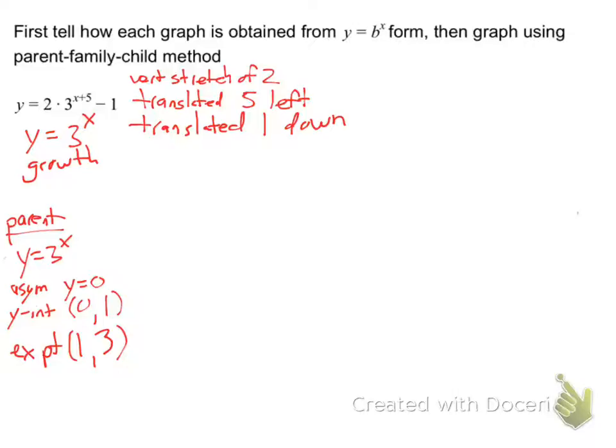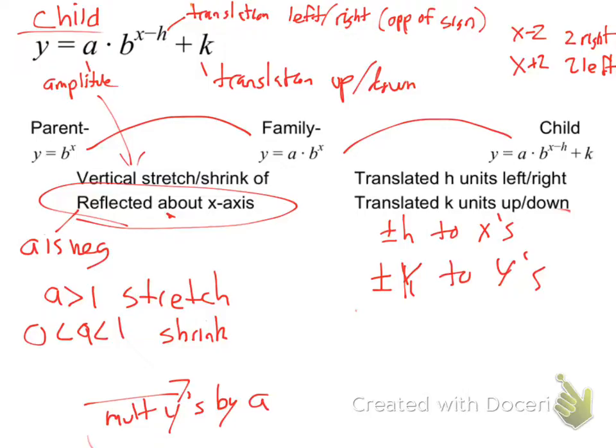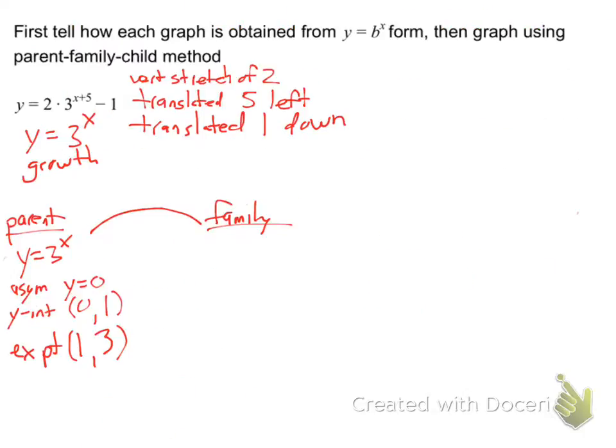Okay, here we go. The parent is going to go to the family to talk about it. So, what's the family? Let's go back here. Family. Y equals A times B to the X. So therefore, what's A? 2. We should have Y equals 2 times 3 to the X. Yes? Yes.